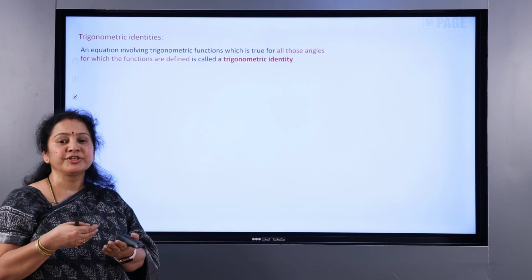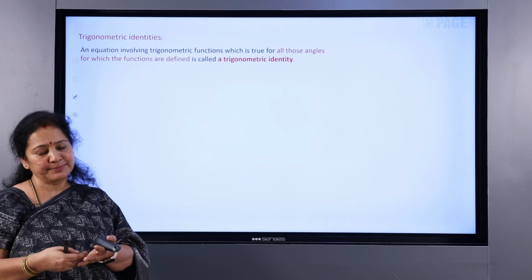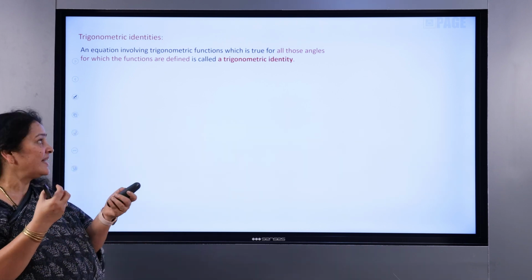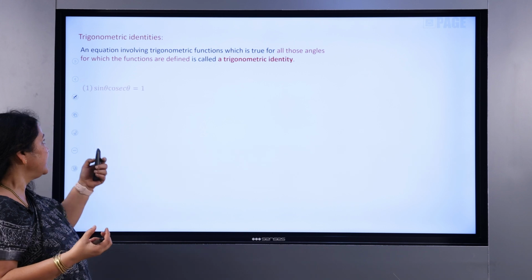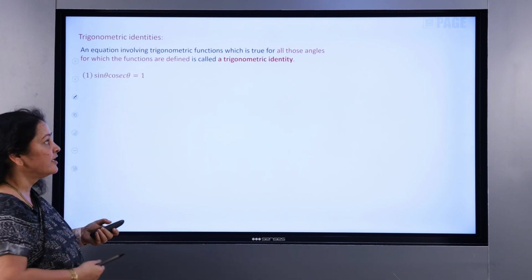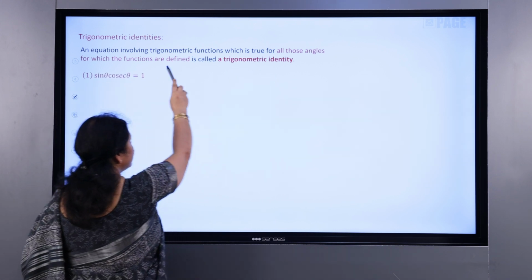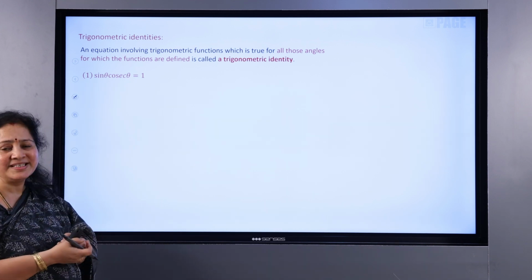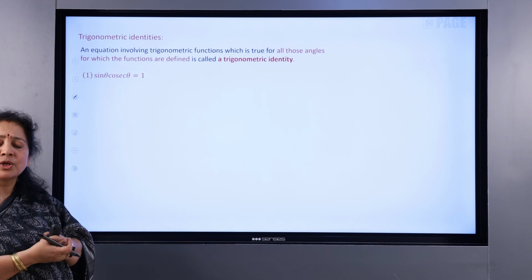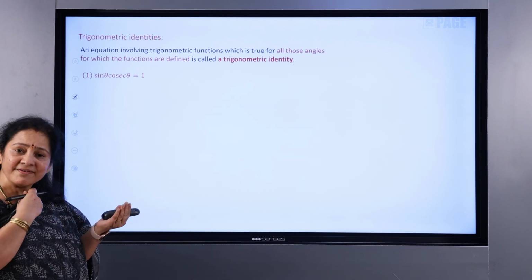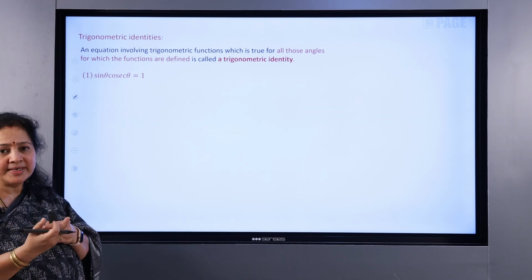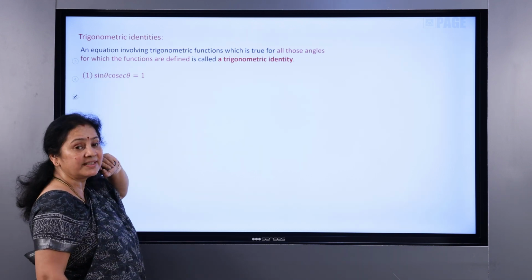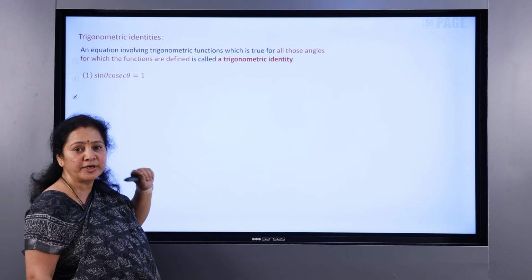So we have seen what trigonometric ratios and their reciprocals are. Now we move on to trigonometric identities. When we say an equation is an identity, it must be satisfied for all those angles for which the trigonometric function is defined. So the first one is sine theta into cosecant theta is always going to be 1, whatever the angle theta may be. The identity sine theta into cosecant theta equals 1 is always going to be true.